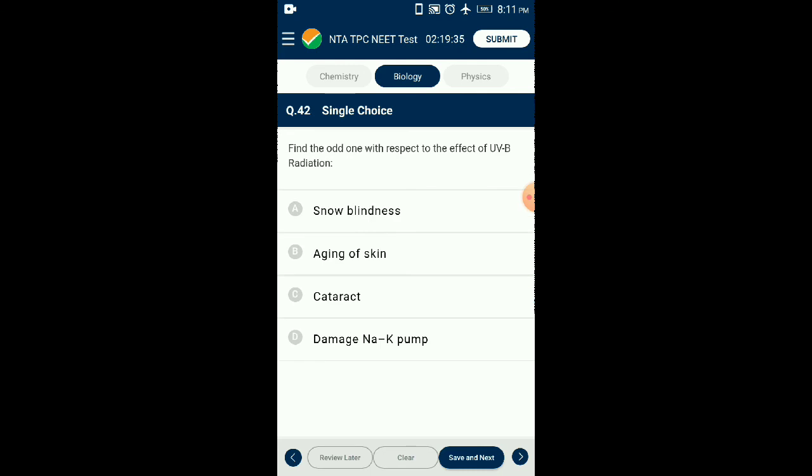Question number 42. Find the odd one with respect to the effect of UVB radiation. UVB radiation does not damage the sodium potassium pump. The sodium potassium pump is used in nerve signaling processes, heart contraction, and kidney function. So the answer for this question is option D. Damage to the sodium and potassium pump is given, and that is incorrect about UVB radiation.